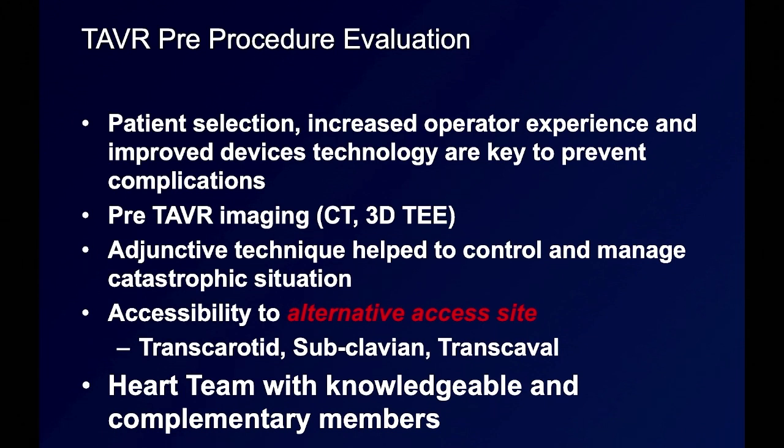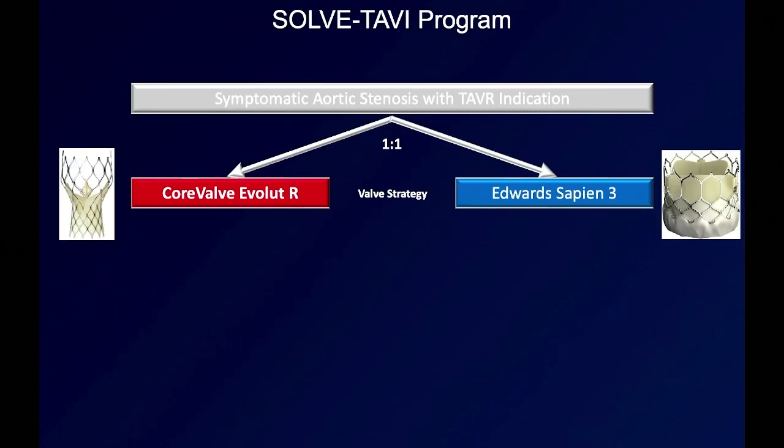And the pre-TAVR imaging, 3D TEE and CT scans are recommended. Adjunctive techniques help to control and manage catastrophic situations. Now you have to be a peripheral interventional cardiologist. Obviously, you still have to have skills of accessing the coronaries, and depend upon the surgeons for carotids or subclavian or transcaval if you have to do. And a heart team with knowledgeable and complementary members is very important.